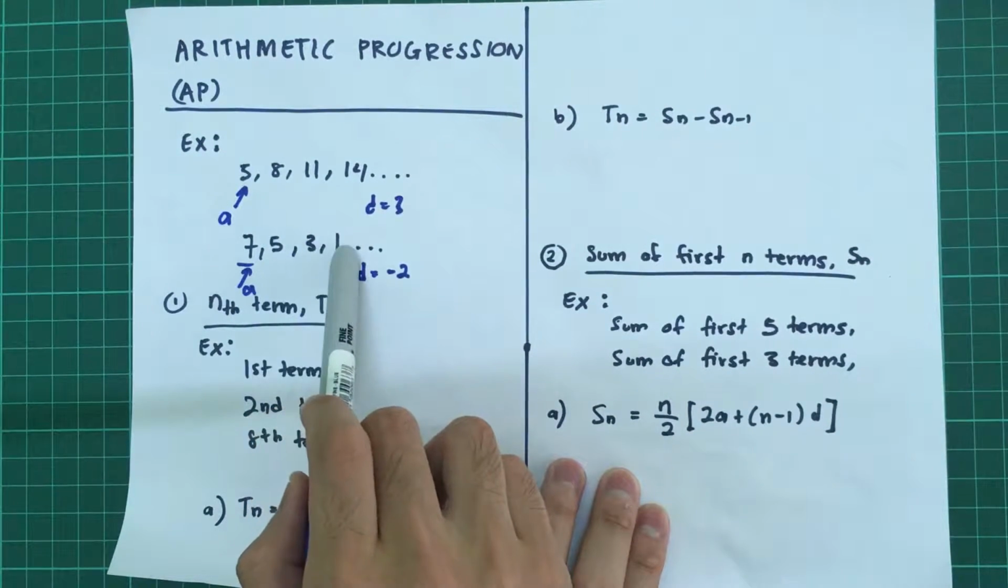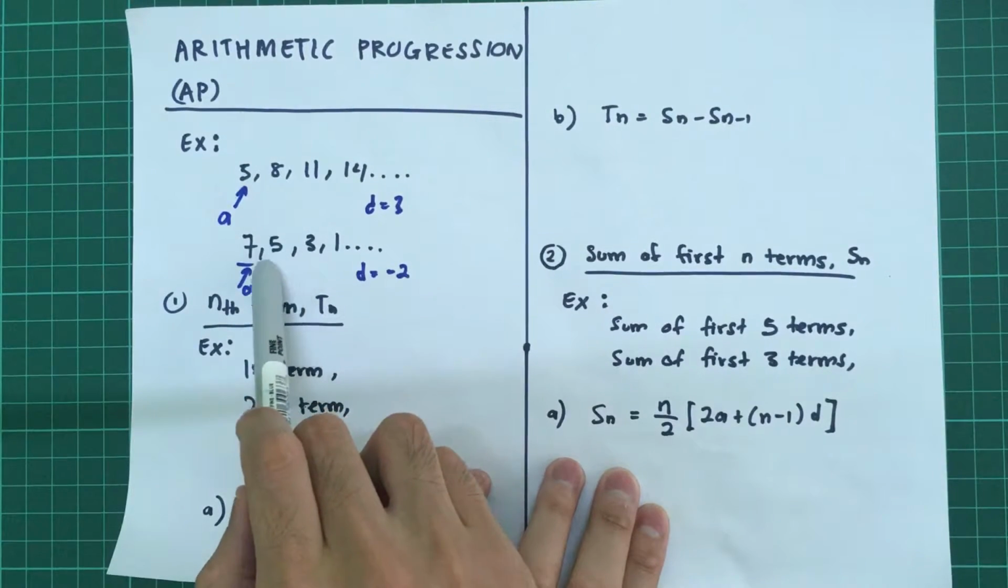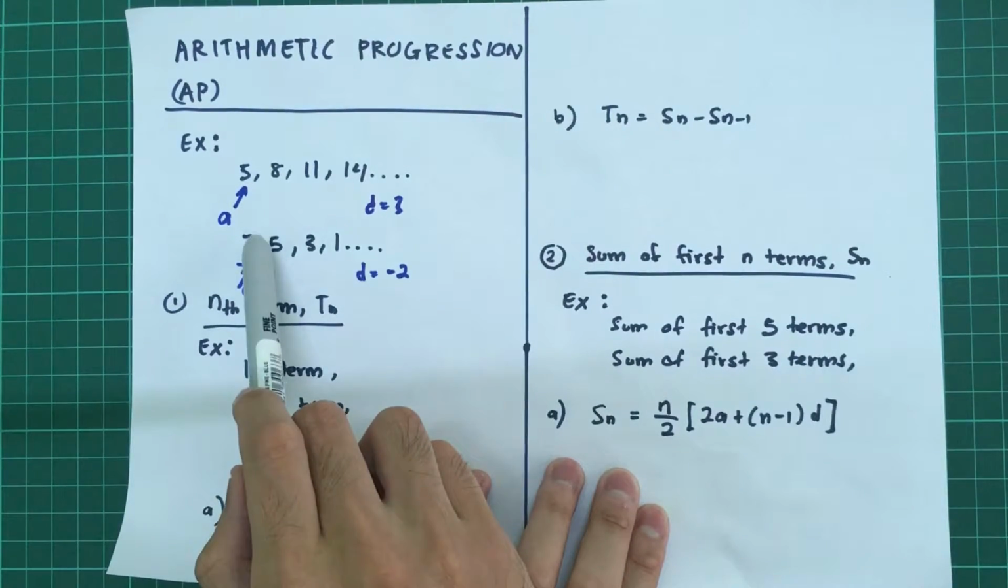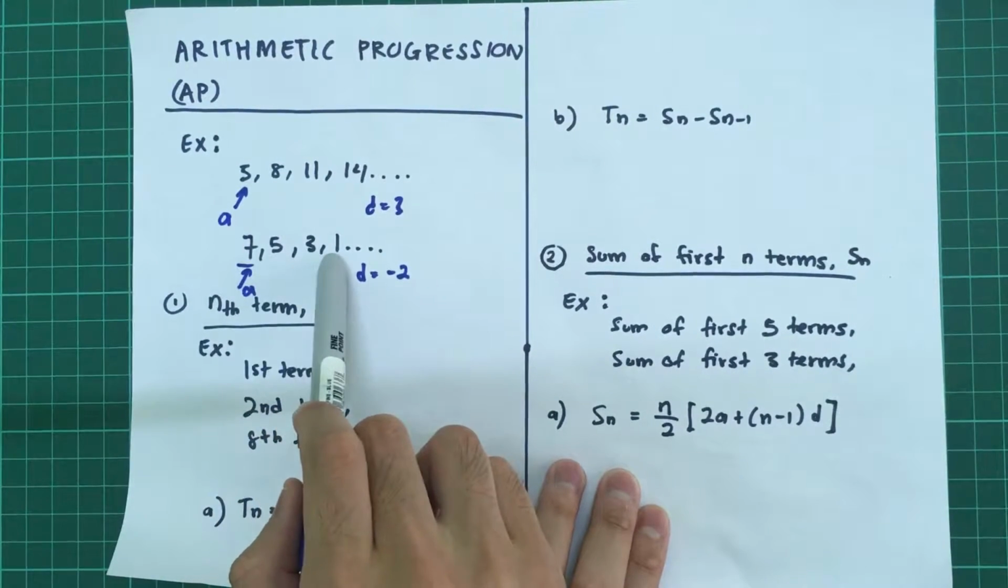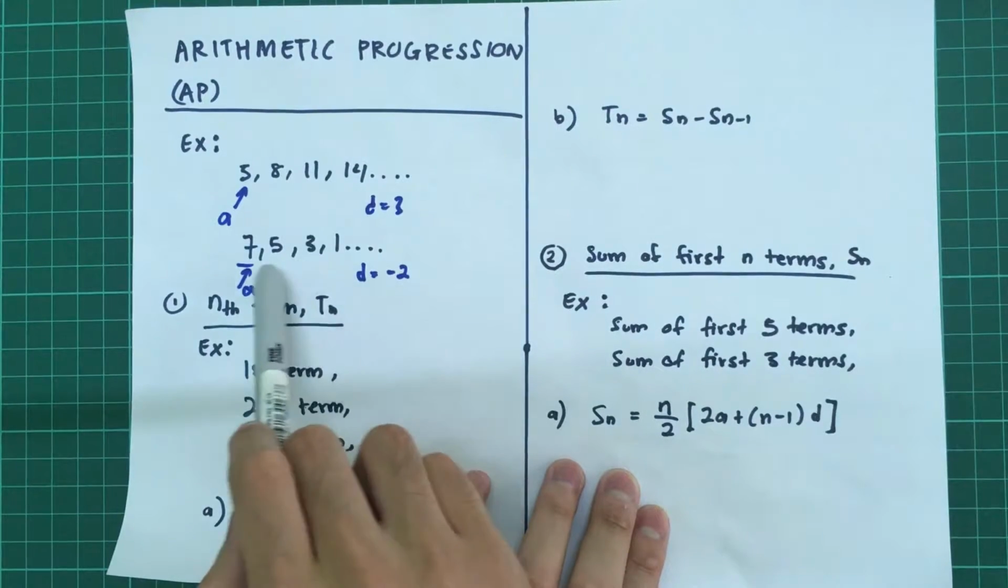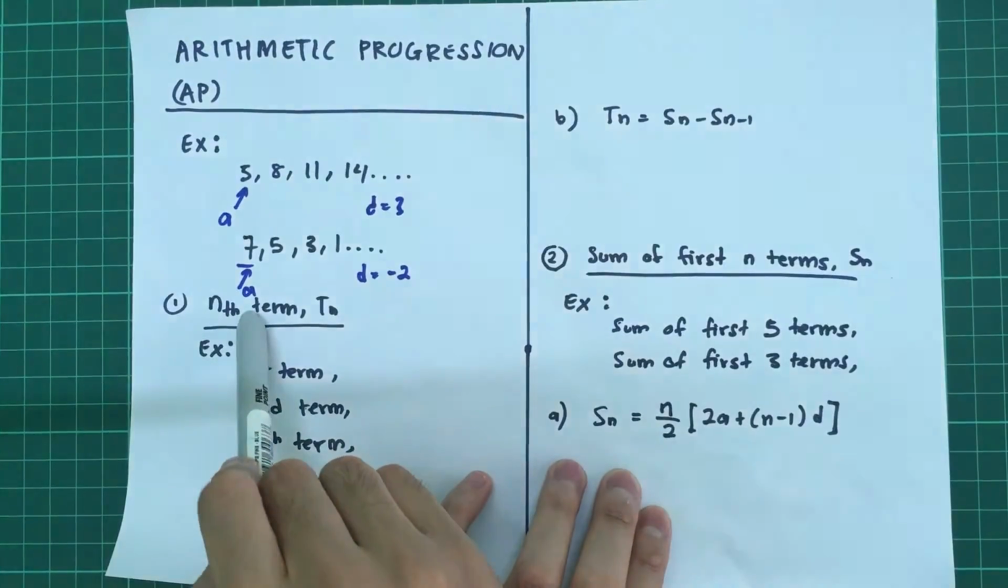7, 5, 3, 1. It is not an increasing number, it is a decrease in number. By how many? So it's just 5 minus 7, we get negative 2. 3 minus 5, we get negative 2. So which means the number is decreasing by 2. So our common difference is now negative 2. And then the series starts with 7, that is your first term, the symbol is A.